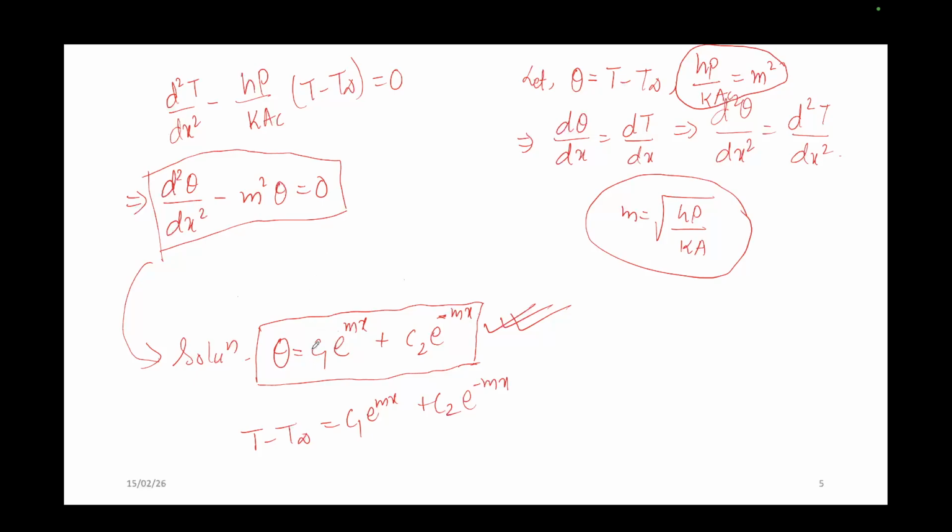Now, what is the problem here? C1 and C2 are not known, but m is known. What is m? m is root over of hP by kA. h is the heat transfer coefficient, P is the perimeter, k is the thermal conductivity, and A is the area of conduction, the area perpendicular to the section where heat transfer is happening due to conduction. So this is the equation.